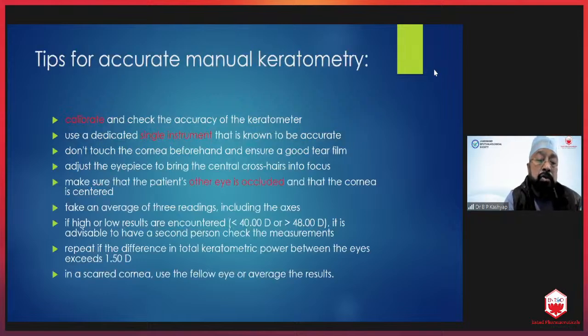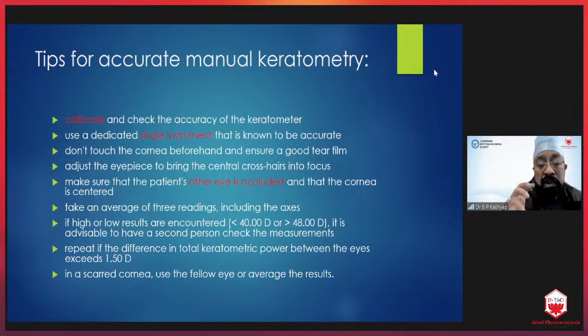So, to summarize the keratometry: for a manual one, you must calibrate it and check the accuracy of the keratometer. Use a dedicated single instrument that is known to be accurate. You have been using so many instruments, and you know that this machine is very accurate. You stick to that. Don't touch the cornea beforehand and ensure a good tear film is there. Adjust the eyepiece. If you don't adjust your eyepiece and start doing the keratometry, you'll be wrong many a time.